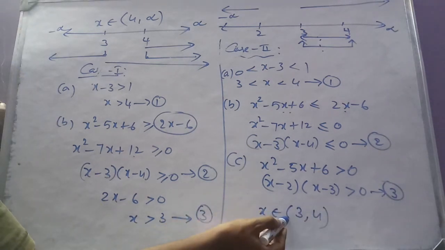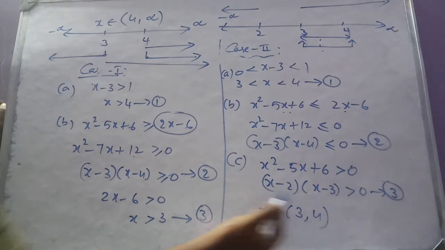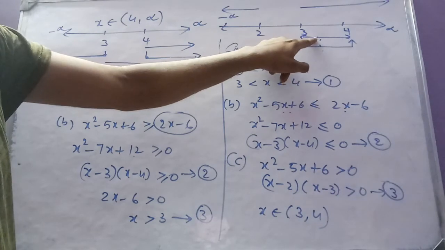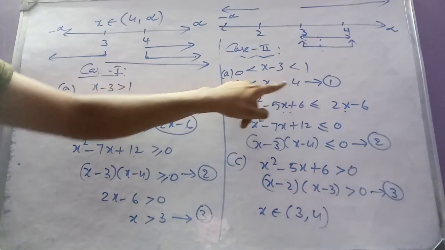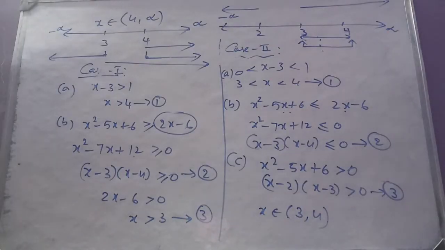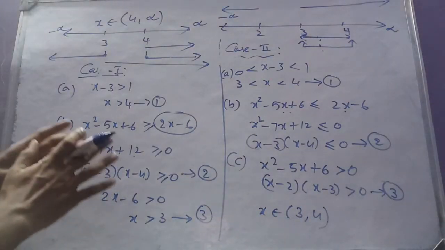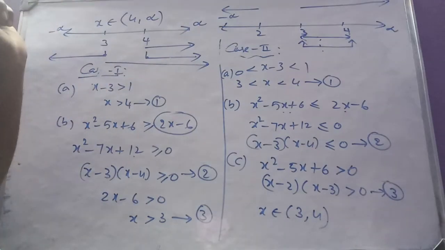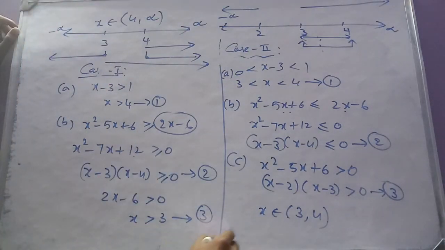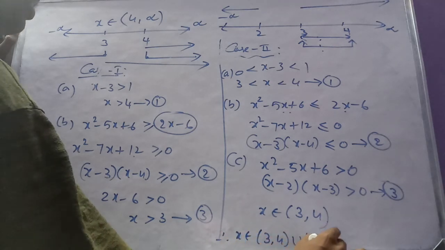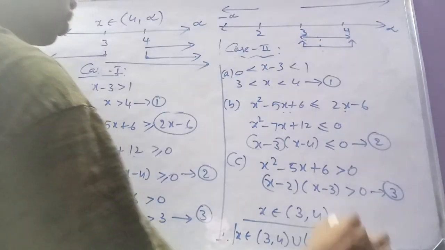I did not include 3 or 4 in the solution set, because 3 and 4 are not present in the first solution set here, so here also they should not be there. Therefore the final solution of this particular inequation is (3, 4) union (4, ∞). So the final solution set is x belongs to (3, 4) ∪ (4, ∞). This is the final solution set, dear students.